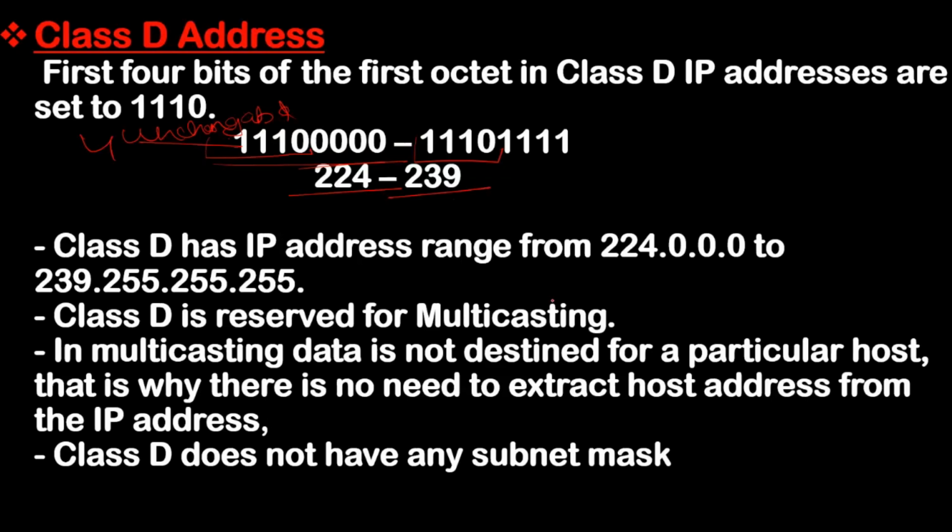In class D we don't have any type of subnet mask available. That's why we can't count any network and host part. In classes A, B, and C we have the subnet mask, so we are able to count the network and host part. But in class D we don't have any subnet mask. Class D is reserved for multicasting. In multicasting, data is not destined to a particular host. That's why there is no need to extract the host address from the IP address. So class D does not have any subnet mask.